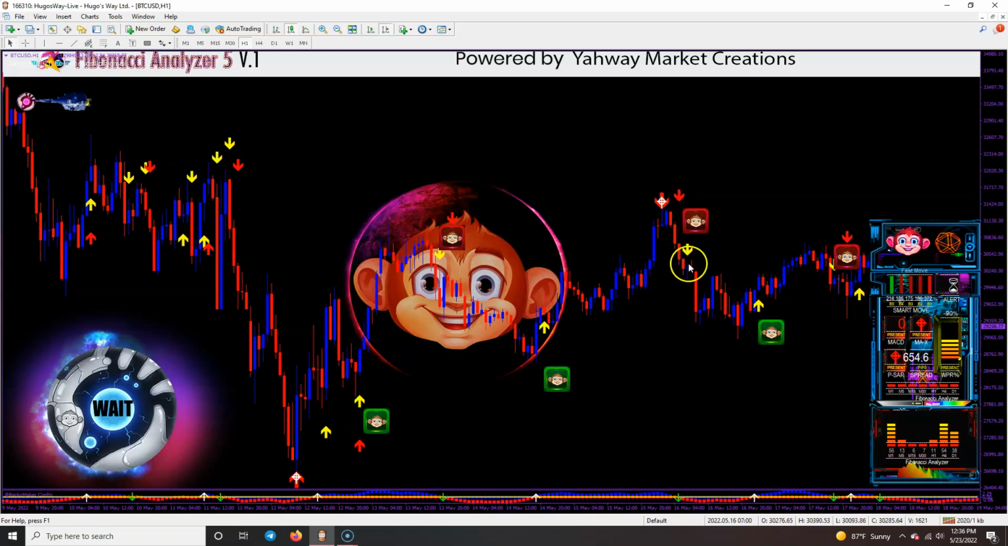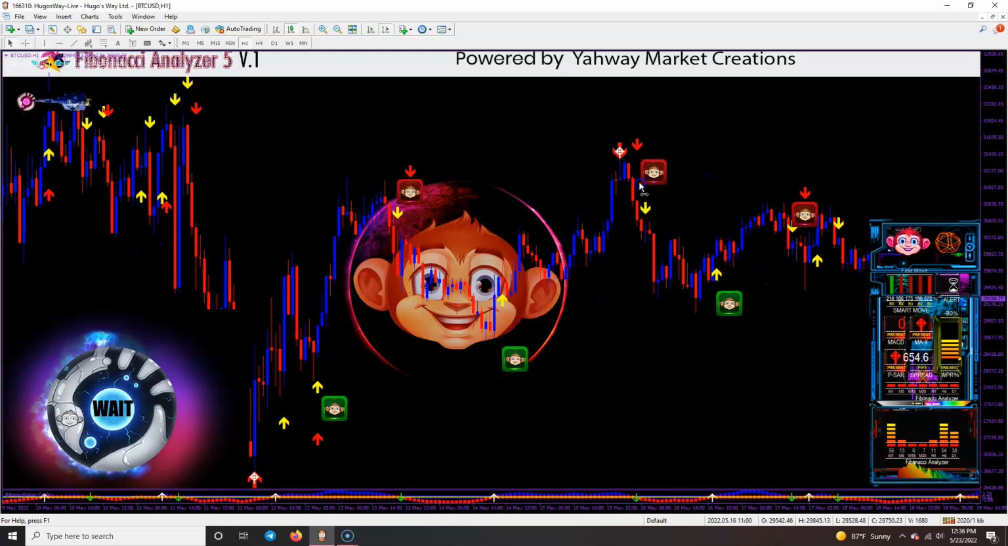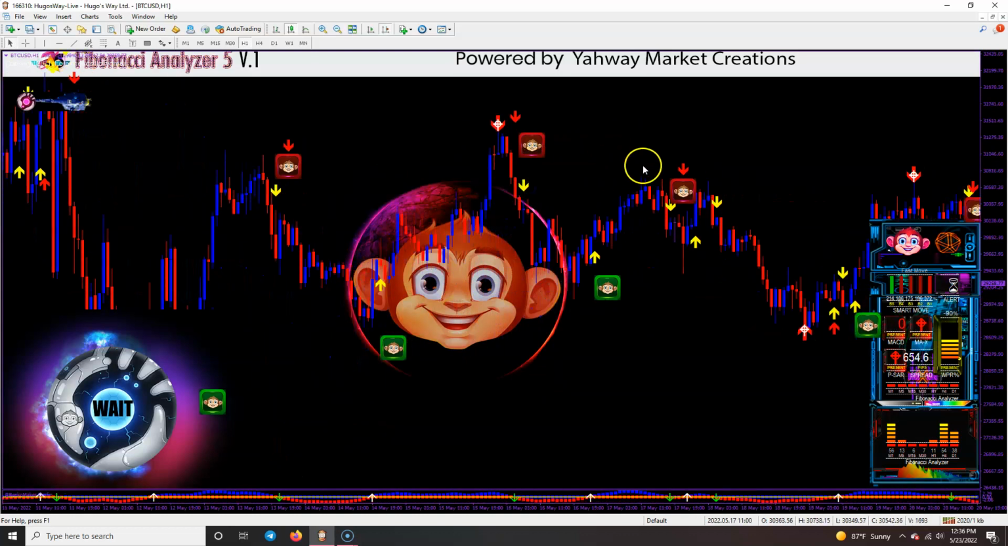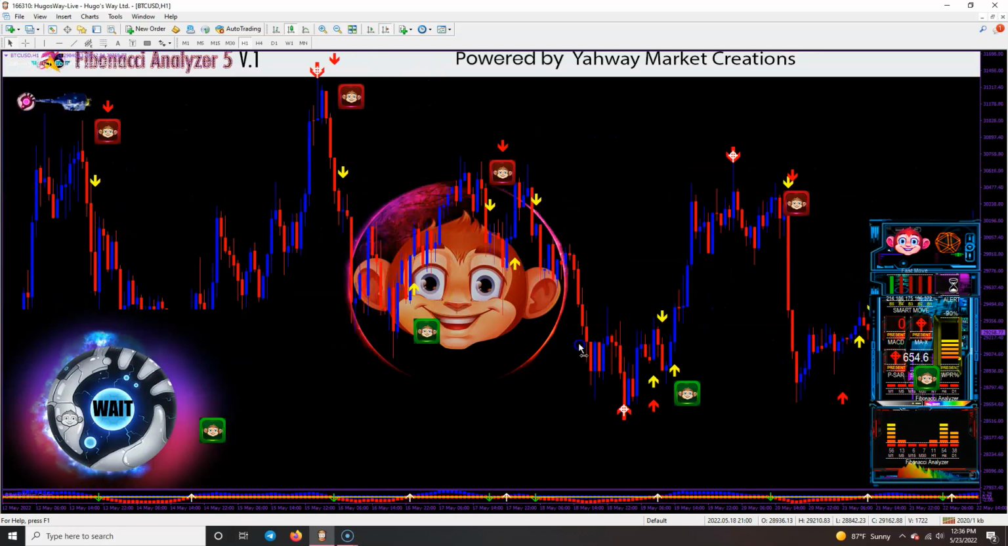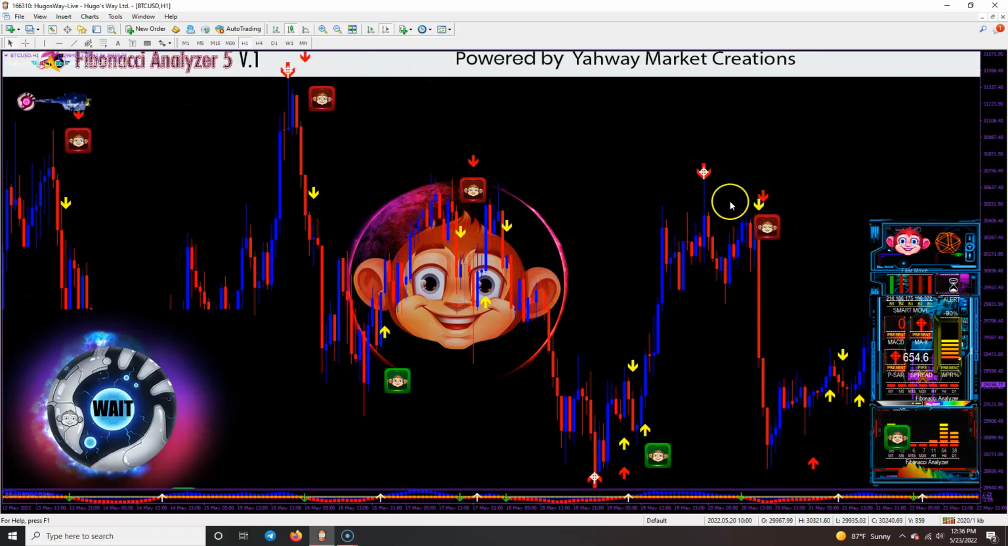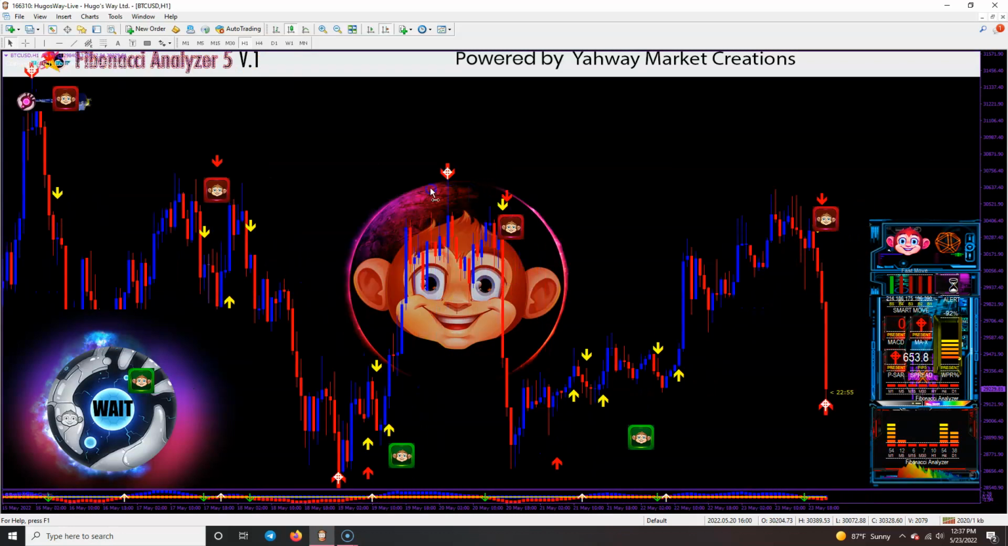1, 2, 3, 4, 5. Once you see these 5 elements, you can take the trade. You can short it, okay, or you can buy it. See, 1, 2, 3, 4, 5. So once you see these 5 in conjunction together, you can trade. Okay?